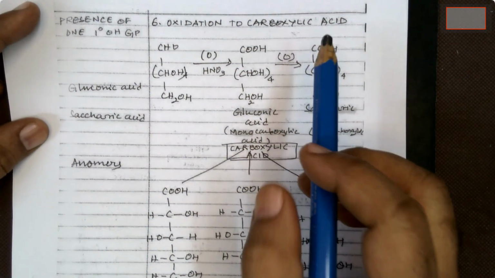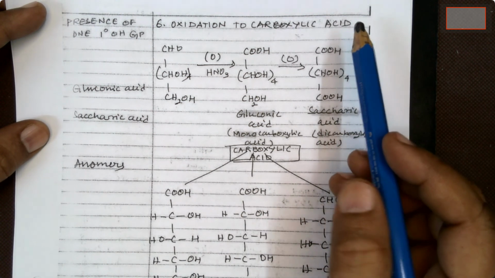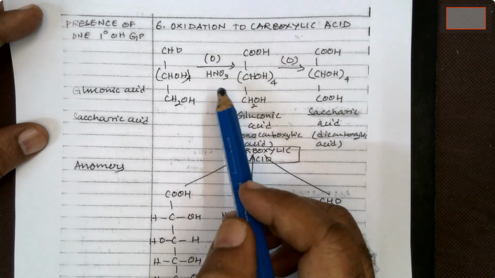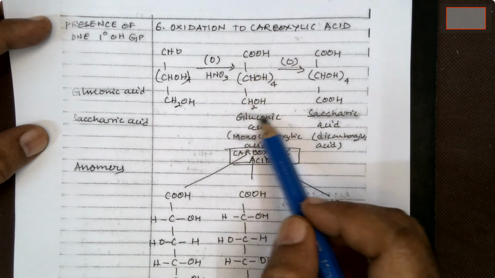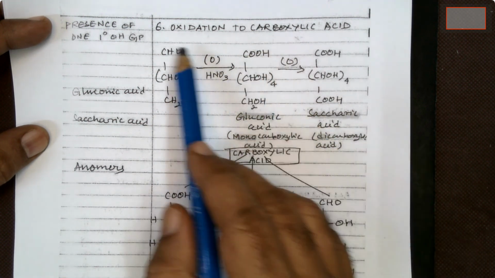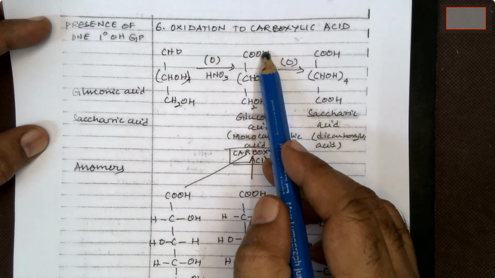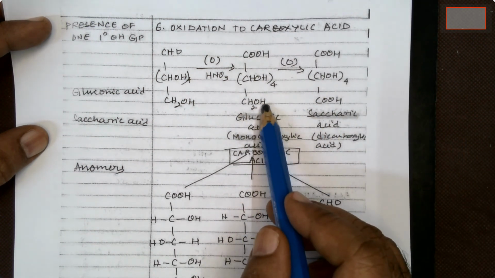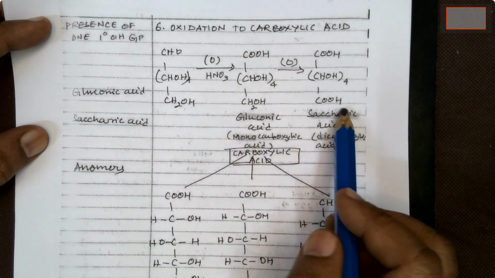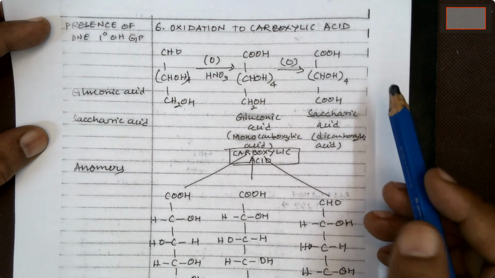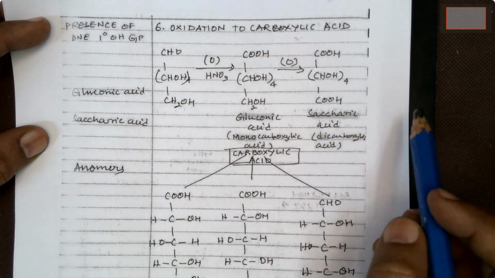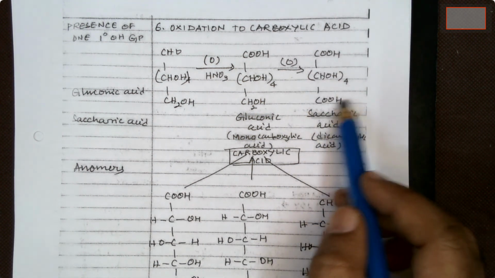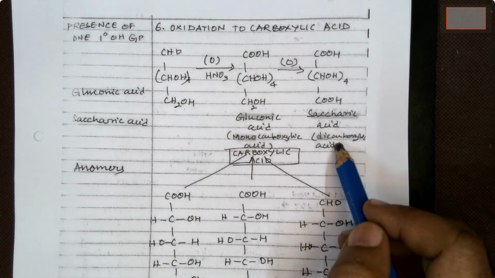Now let us talk about oxidation to carboxylic acid. On oxidation in the presence of nitric acid, we get gluconic acid. It means that CHO becomes COOH. Then on further oxidation, the CH2OH is also converted into COOH, so it forms a dicarboxylic acid. Here it is saccharic acid. We know the formula of saccharic acid: COOH, CHOH four times, and COOH. So saccharic acid is a dicarboxylic acid.